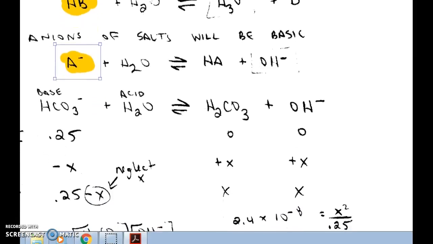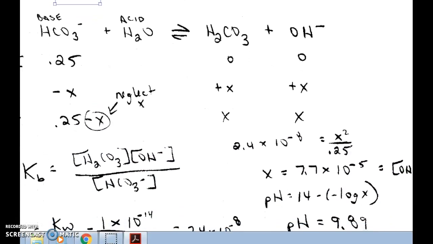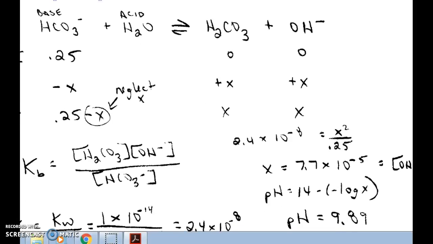So this essentially is the R of my RICE table to calculate the pH of the salt. So in your lab, you prepared a solution of 0.25 molarity of your salt. So if you have 0.25 molarity sodium bicarbonate, then you're going to have 0.25 molarity sodium ion and 0.25 molarity bicarbonate ion. So that's my initial concentration. So the change would just be minus x, plus x, plus x using this dissociation. And therefore, at equilibrium, we would have 0.25 minus x for the concentration of the base, the bicarbonate ion, and we can neglect x. And we'd have x concentrations of both the carbonic acid and the hydroxide.